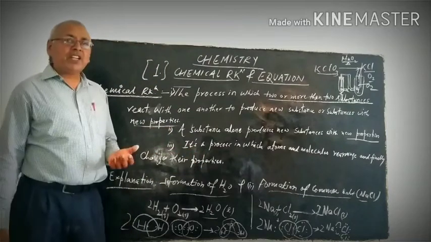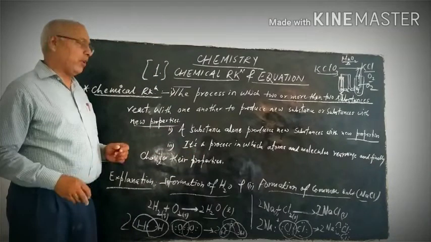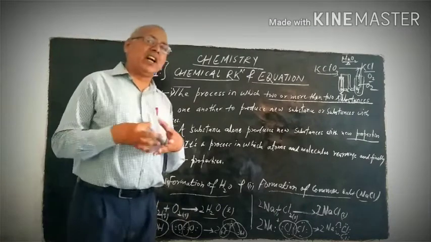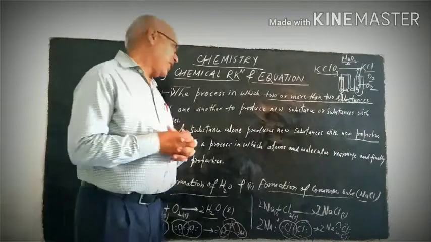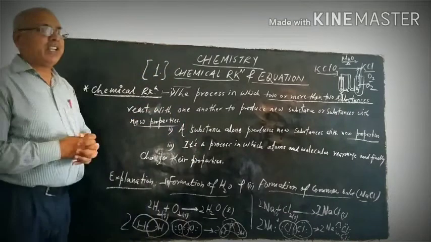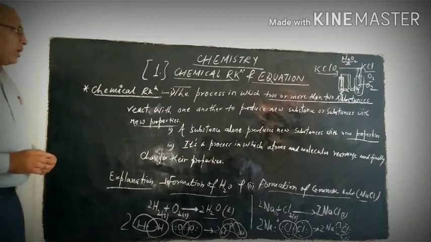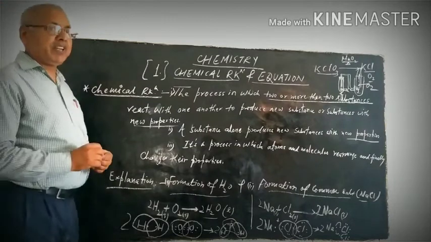Actually, a chemical reaction is the rearrangement of atoms and molecules. They go for rearrangement, and after rearrangement, all the elements change their properties and a new substance forms with new properties. Now I am trying to explain with different examples.